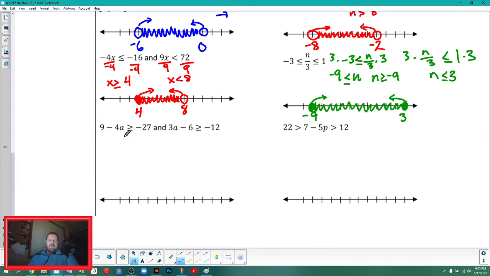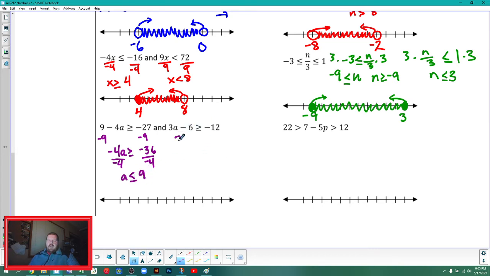Next one, I've got a couple things happening, but that's okay. I'm going to subtract 9 from both sides. I have -4a is greater than or equal to -36. That's good because when I divide by -4, I do have to flip my inequality, but I do get +9.